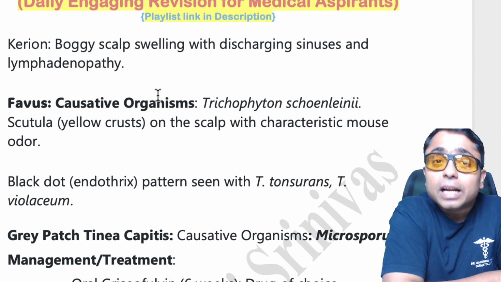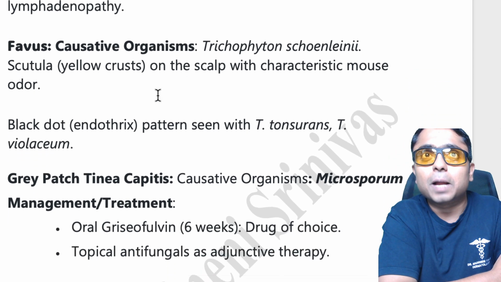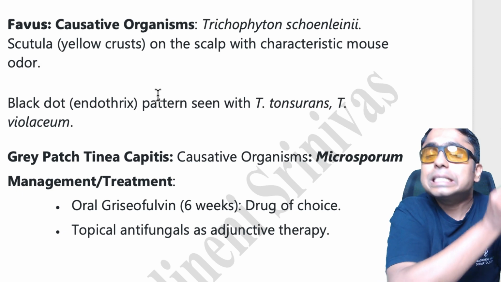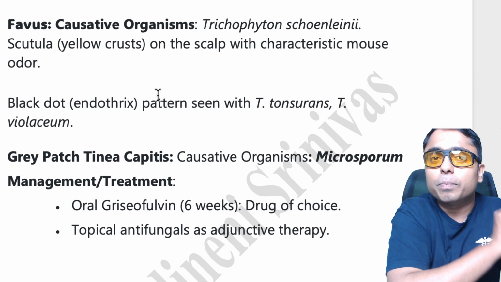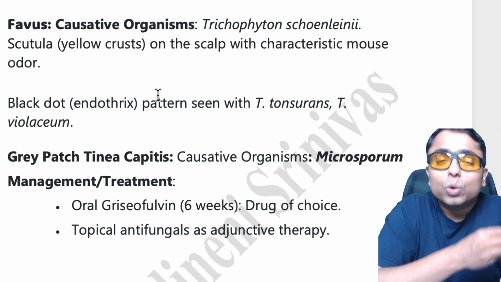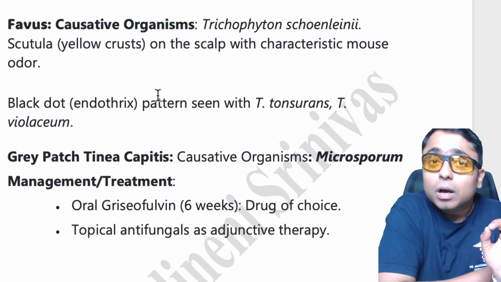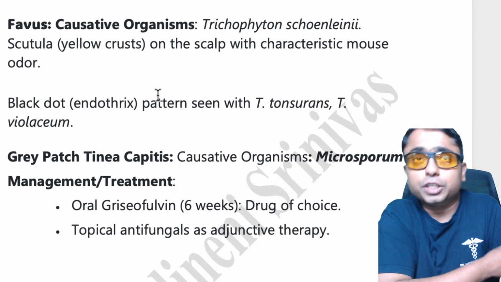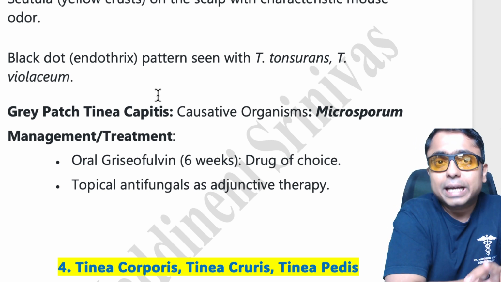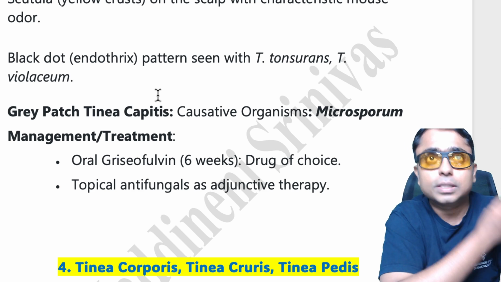Related to favus, Trichophyton schoenleinii, it is scutula, which is a yellow colored crust present over the scalp. Black dot and grey patch are the 2 types of Tinea capitis which produce non-scarring type of alopecia or non-cicatricial alopecia where the hair loss is reversible. So black dot is an example for endothrix type of the Tinea capitis, and the causative organisms are Trichophyton tonsurans and Trichophyton violaceum. Next is the grey patch variety of the Tinea capitis, in which you remember it is ectothrix variety. Literally there will be grey colored patchy hair loss in these patients, and Microsporum canis is a causative organism.